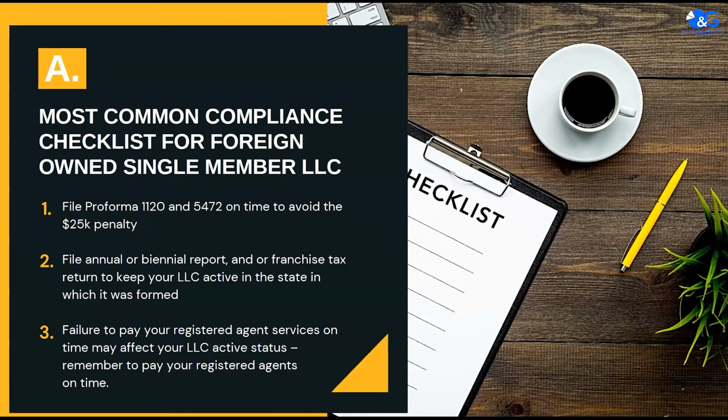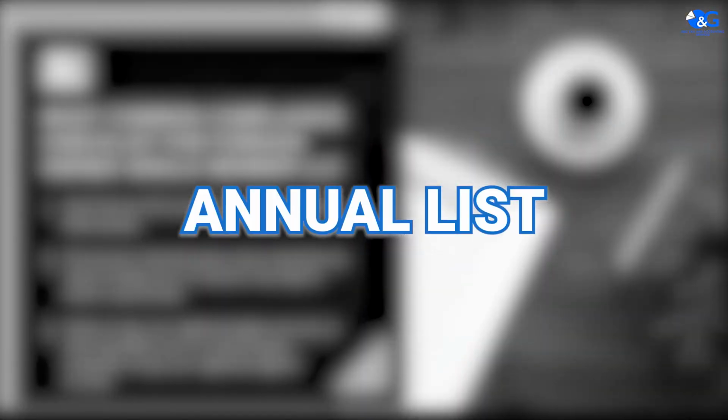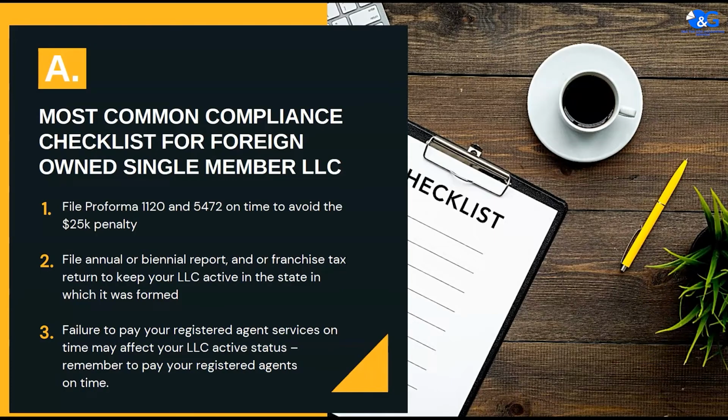Now, in Nevada specifically, they have what we call the annual list and then the business license renewal. These two items are basically intertwined. They are joined together. So when you file the annual list, you're also going to file for the business license. So I'll go back in there on the Nevada website and show you how this form looks like and how you can file it yourself and what method you can use to file those forms.